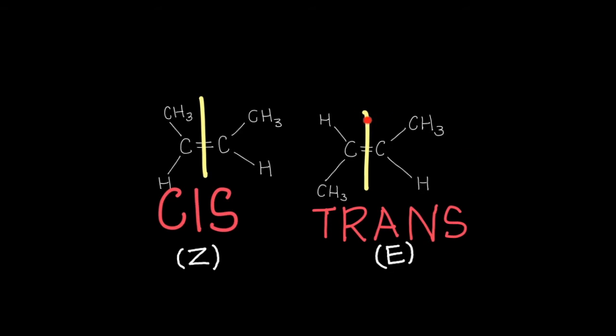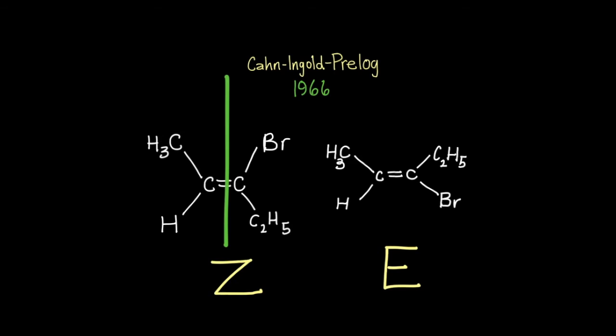Over here with the trans or the E conformation, the opposite is the case, with the higher molecular mass group here and the higher molecular mass group here on the opposite side, higher when compared to this, and this higher when compared to this. On opposite sides, a trans form. The designation Z and E is in keeping with the Cahn-Ingold-Prelog rules formulated in 1966.